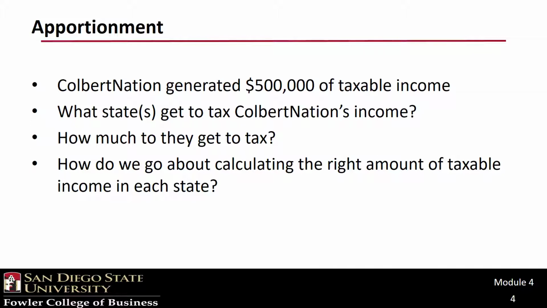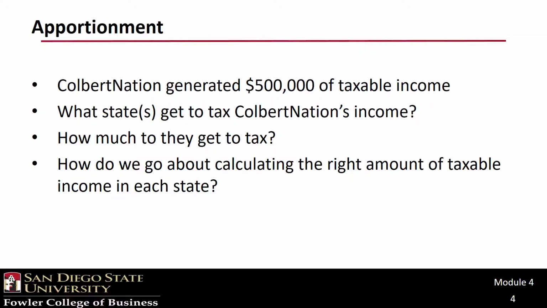We already know that Colbert is in a number of states. So, how are they supposed to determine what state gets to tax the $500,000? Let's consider a couple of possibilities. Each state could tax the full $500,000.